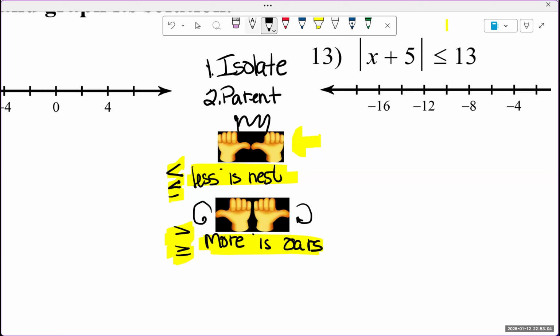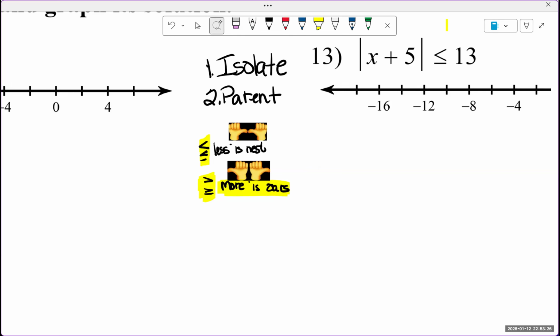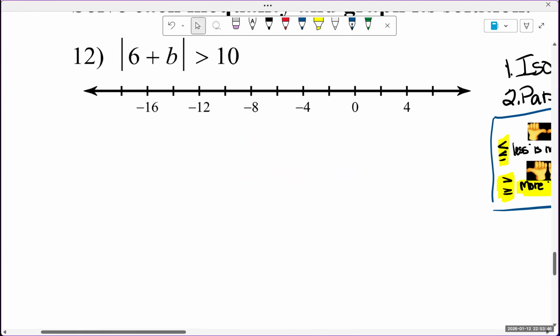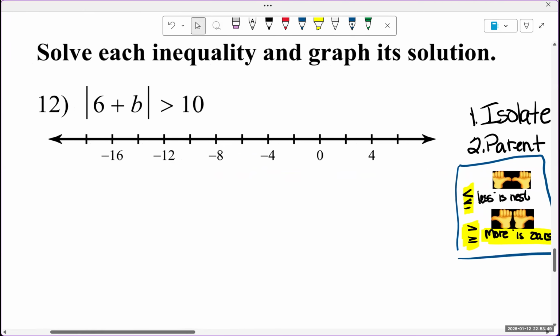So here's the plan. Step one, we are going to isolate the absolute value. And then step two, we're going to figure out what the parent graph is. And how are we going to do that? Less is nest, more is ors. Okay, here we go. So, number 12, we see that the absolute value is already isolated. There's not a number out here, there's not a number out here. It's already isolated.